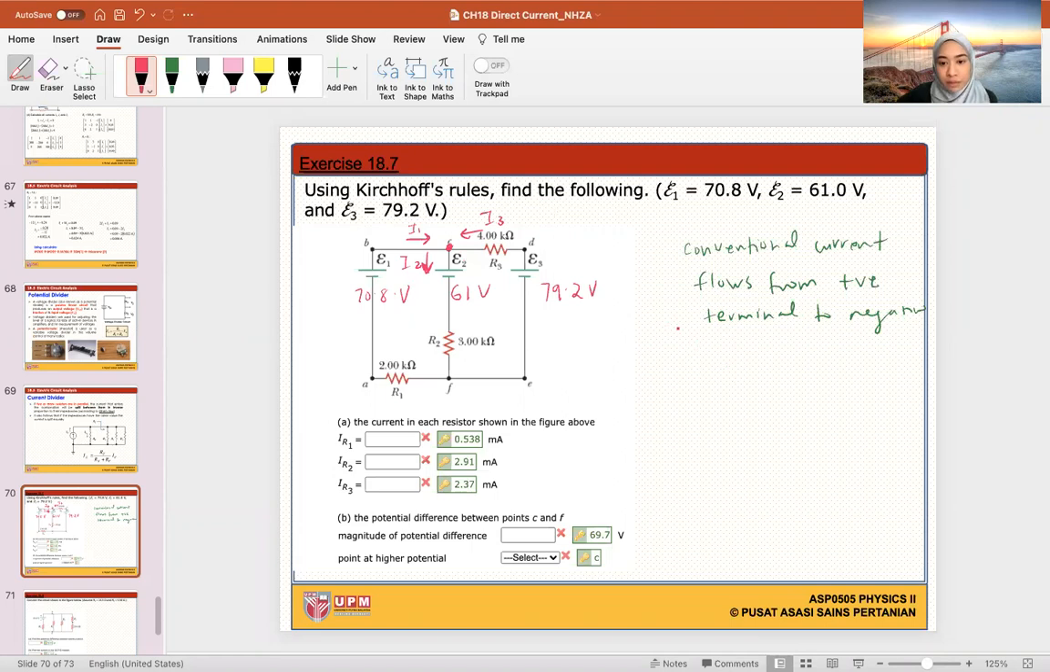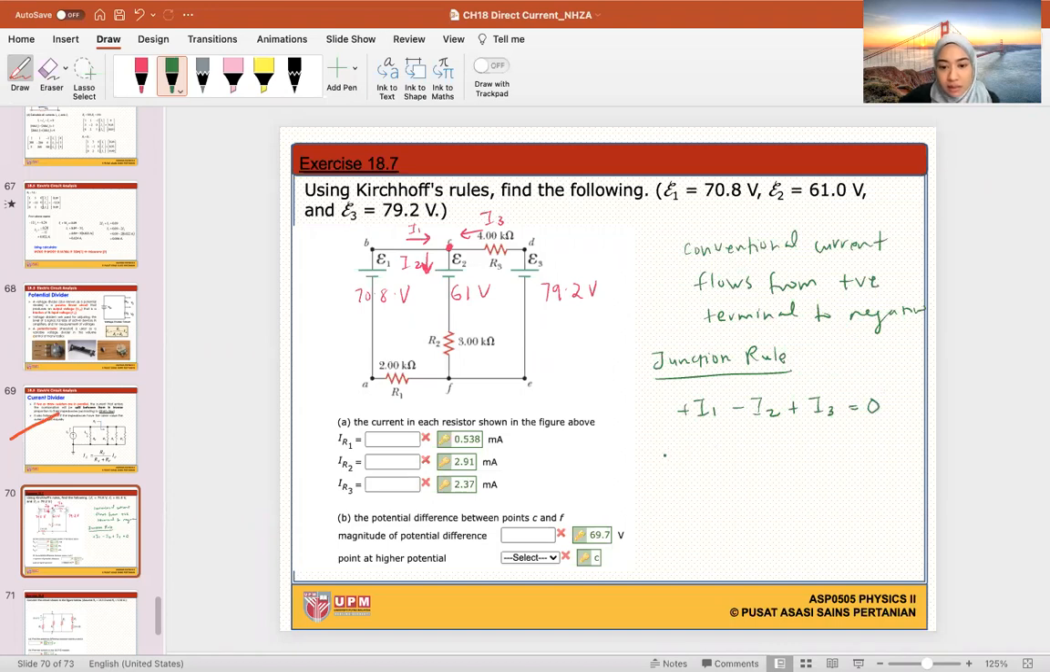So my junction rule equation is: plus I1 minus I2 plus I3 equals 0. Oopsie. Kalau ada saya salah buat, bagi tahu. Okay, so this is your junction rule. It should always equal to 0. Kenapa Louis conteng saya punya screen?